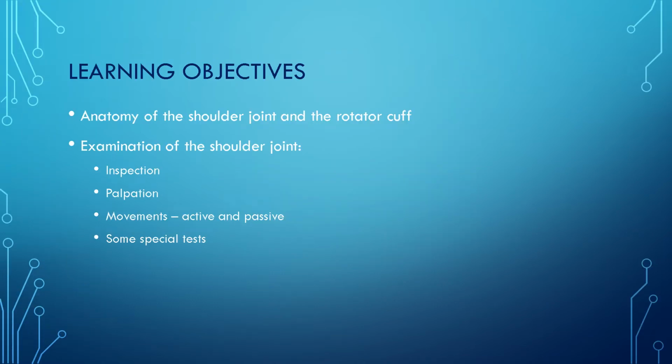Welcome to this streamlined video where I've edited a lot of material out just to make sure the file fits onto Moodle. We're going to look at the anatomy of the shoulder joint and the rotator cuff, and then we're going to go through the different steps of the examination of the shoulder joint. I hope you find this presentation useful.